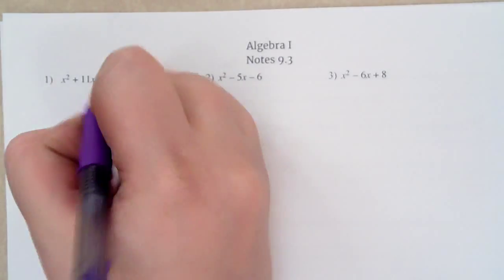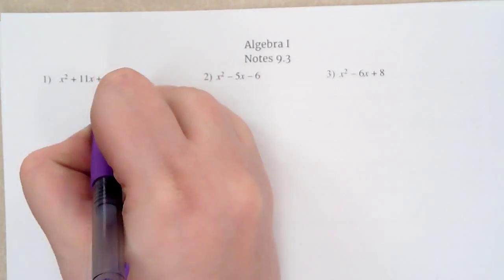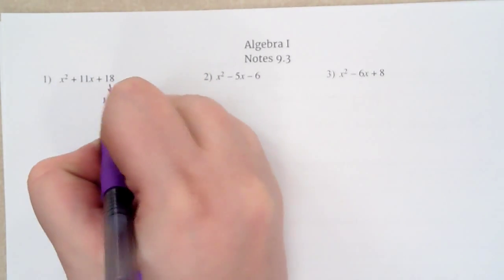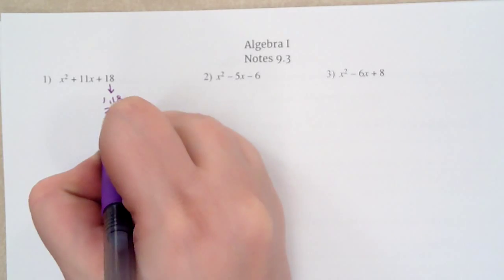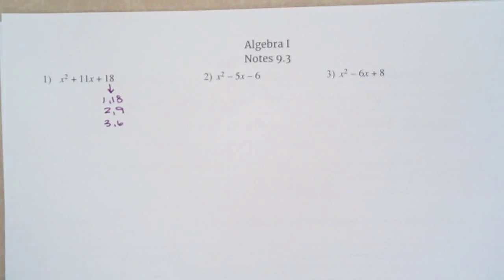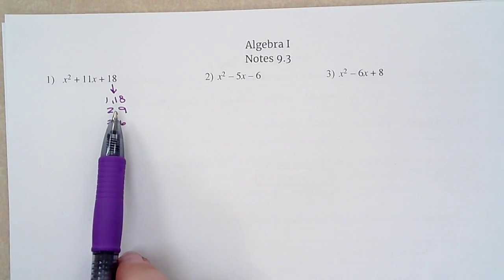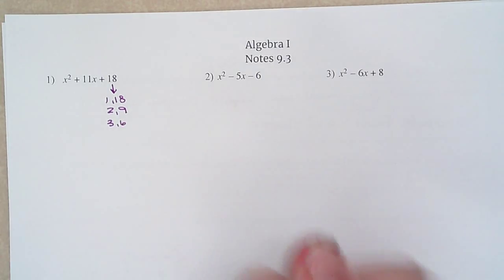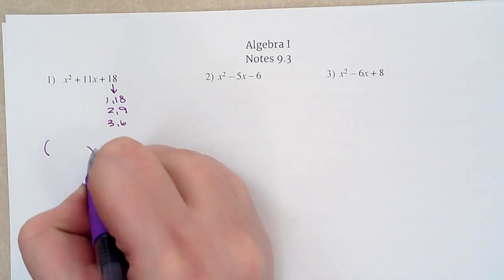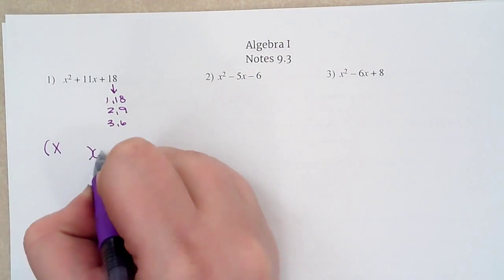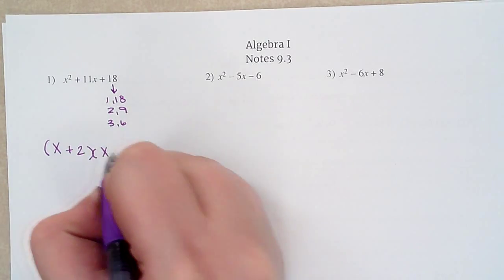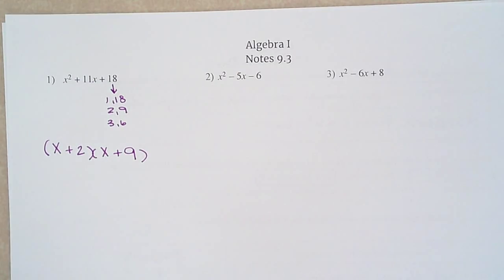What multiplies to 18? 1 and 18, 2 and 9, 3 and 6. Now, how do I get an 11 out of that? Well, I can't do it from a 1 and 18, but I can do it from a 2 and a 9. So I notice everything's positive in this case, so a positive 2 and a positive 9 will work just fine.